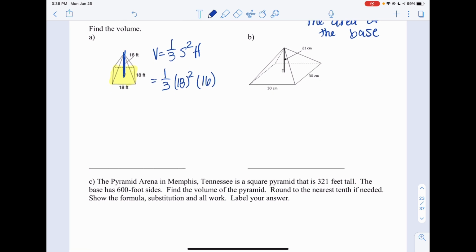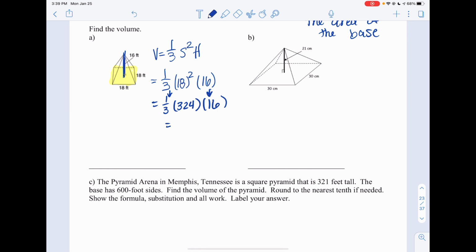Okay, now I like to break this down, so I'm going to simplify my exponent first. So 18 squared is equal to 324. Okay, and then I brought these two values down because the first thing I did was simplify my exponents, and now I'm going to go ahead and multiply. Okay, so 324 times 16, that is equal to 5,184. And when I multiply it by 1/3 or divide it by 3, my final answer on that is going to be 1,728. So 1,728.